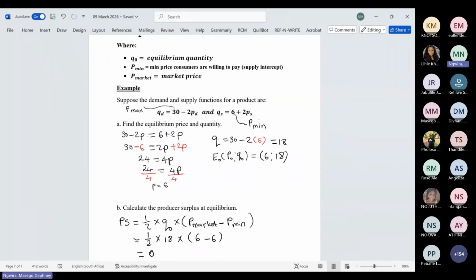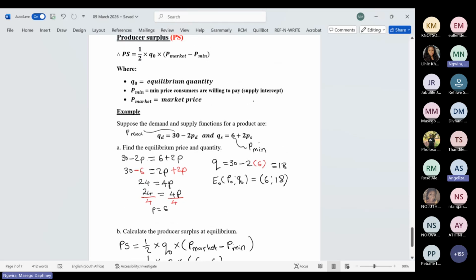And then the minimum price is the supply intercept. When we say intercept, it is where your function touches the x-axis or the y-axis. Remember the graph for supply: it starts here and goes up. So this point is 6, and we call it an intercept.